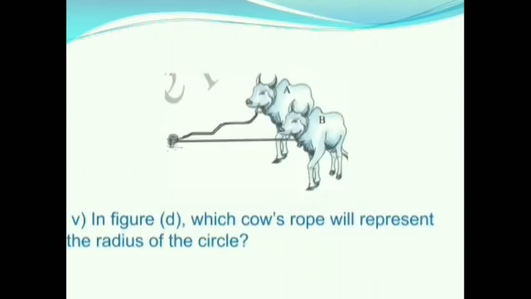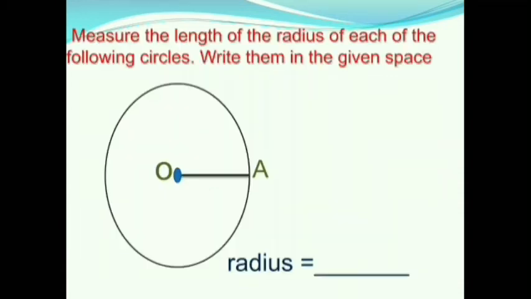The next question is, in figure D, which curve's rope will represent the radius of the circle? Children, the radius will be a straight line or a curved line? Yes, it will be a straight line. Here, which curve's rope is a straight line? Yes, B curve's rope is a straight line. So, this will be the radius.